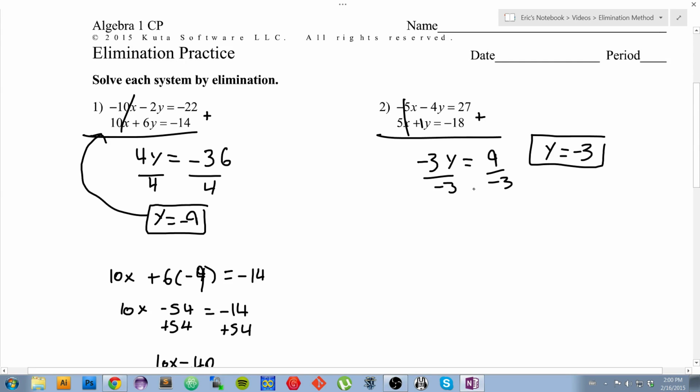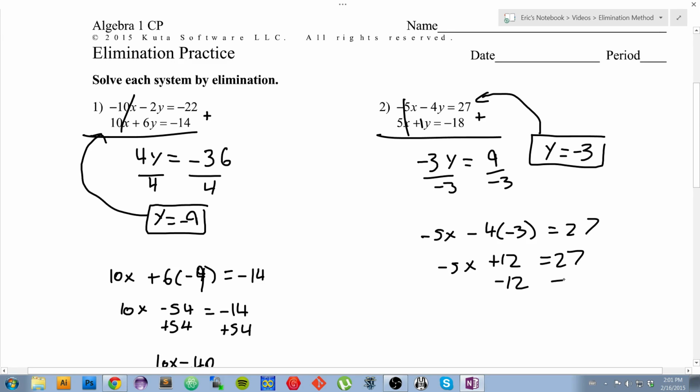That just happens. And last time I plugged it into the second equation. Let's plug it into the first equation because, again, it does not matter. Minus 5x minus 4 times minus 3 equals 27. Negative times negative gives us that positive 12. I need to subtract 12 from both sides. Negative 5x equals 15. Dividing by negative 5 tells me that x is also negative 3. So we got a lot of negative 3's in this problem. That's just the way the cookie crumbles.